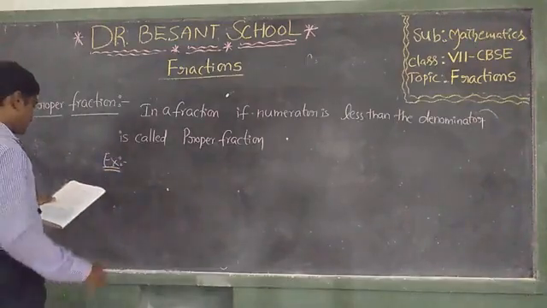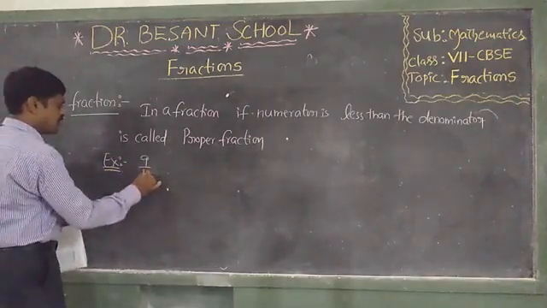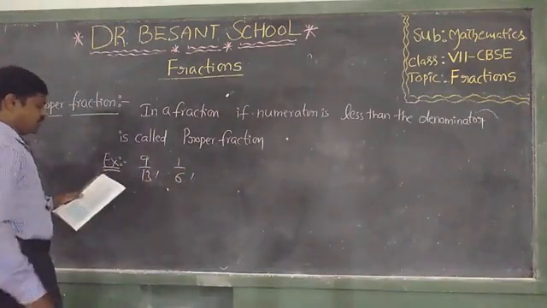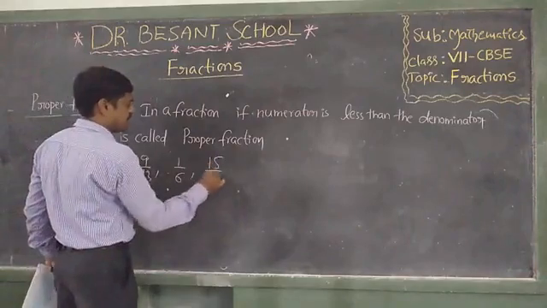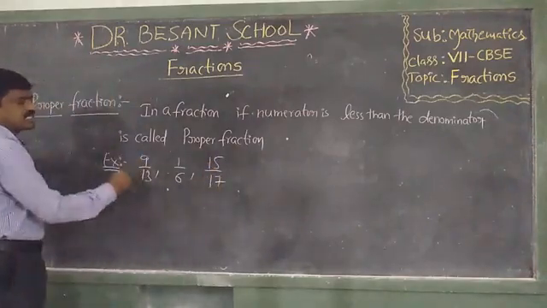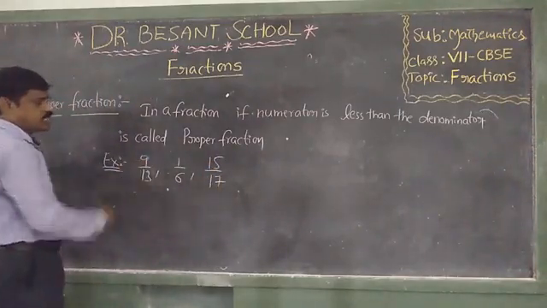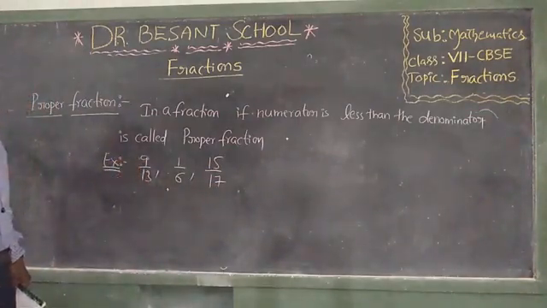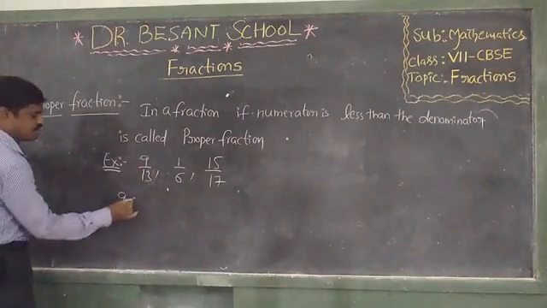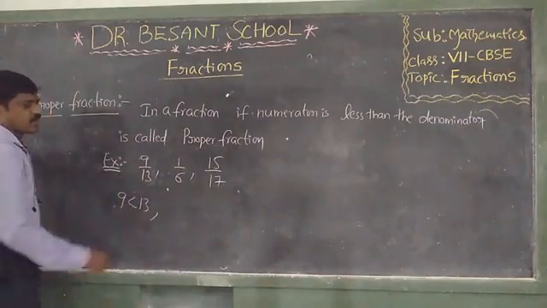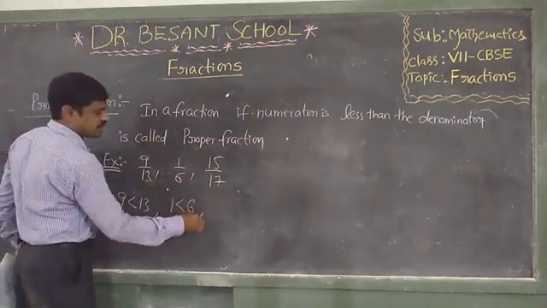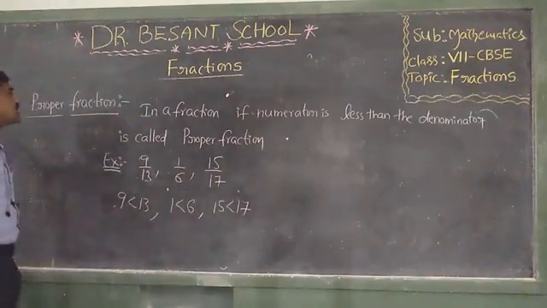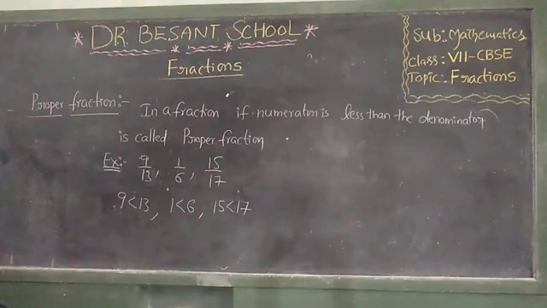Okay, 9 by 13 is the textbook example. Next, 1 by 6 and 15 by 17. Observe here, 9 is less than 13. What is the numerator here? 9. Denominator 13. 9 is less than 13. 1 is less than 6. 15 is less than 17. So these are the proper fraction examples.